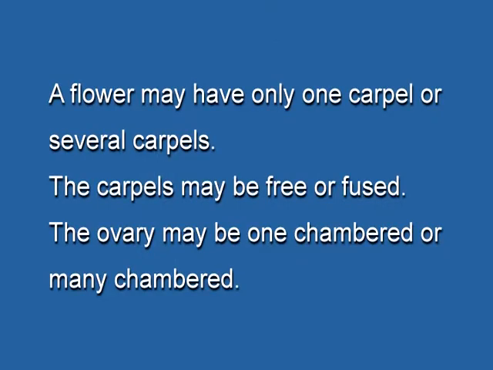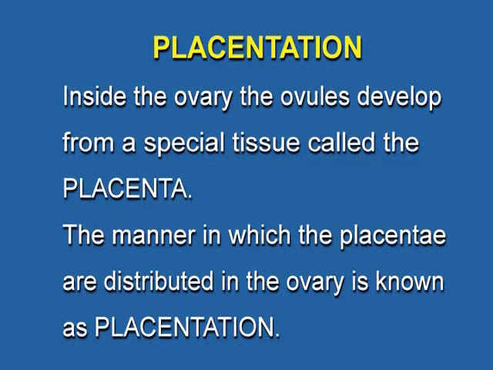Flowers may have only one carpel or they may have several carpels. The carpels may be free or they may be fused. The ovary may be one chambered or many chambered. Now let us see how the ovules are arranged inside the ovary. Inside the ovary, the ovules develop from a special tissue called the placenta. The manner in which the placentae are distributed in the ovary is known as placentation.